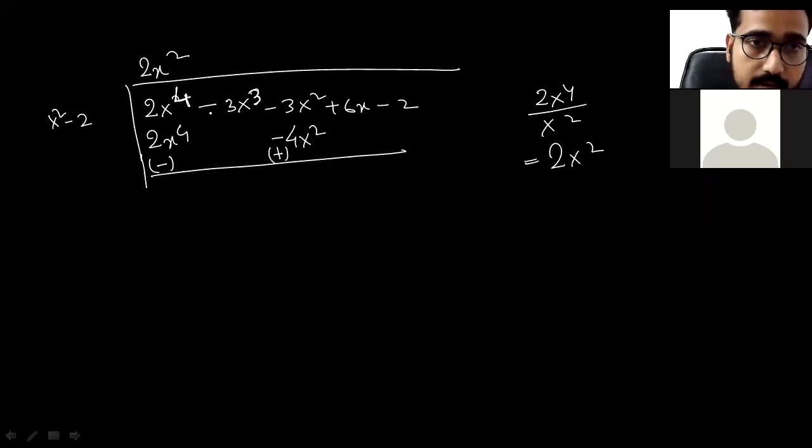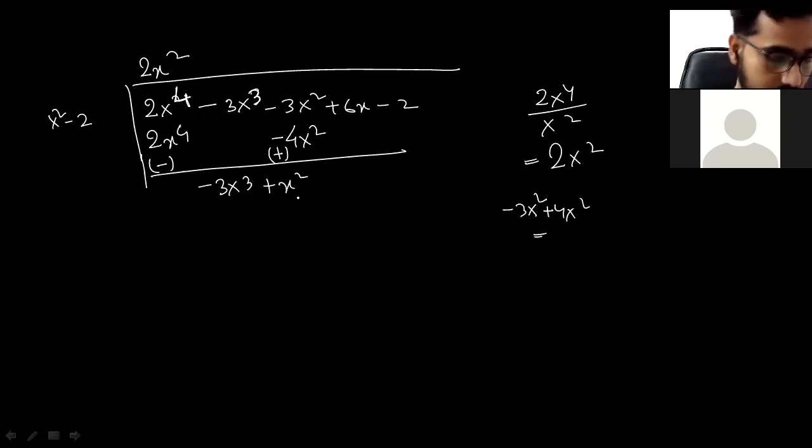Now see, there is no term of x cube in what we subtracted, so write minus 3x cube as it is. Now it will be minus 3x square plus 4x square. Minus 3x square plus 4x square, so it will be how much? x square. Okay. Now write down the other terms, 6x minus 2.